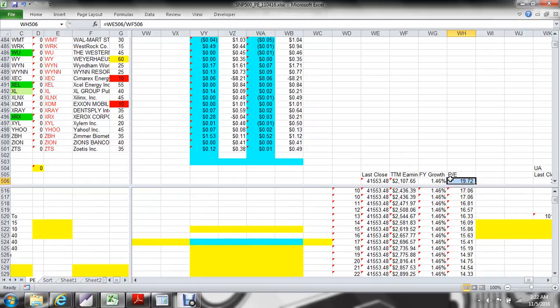Yeah, the slide in prices has brought it down, but earnings growth is going to take a long time at the current rate. As you can see here, it'll take 15 years for it to drop below a PE of 16 at 1.46% earnings growth. That makes stocks priced very far ahead.